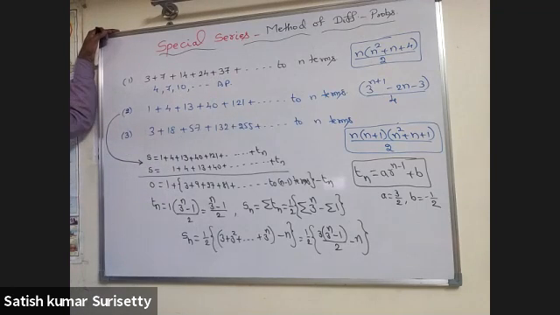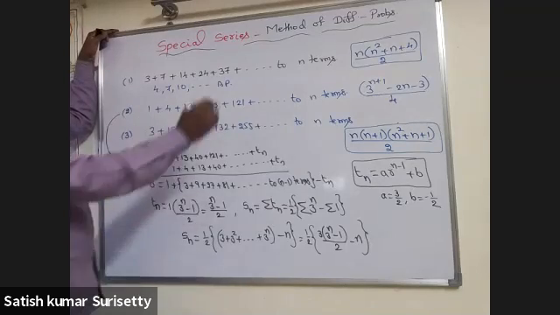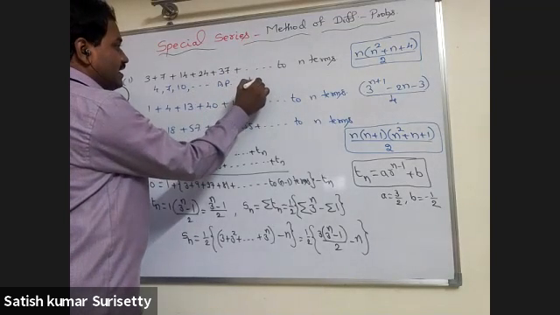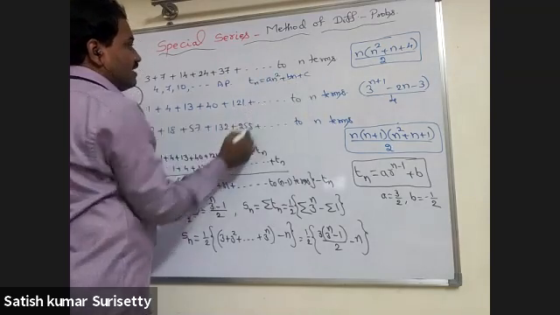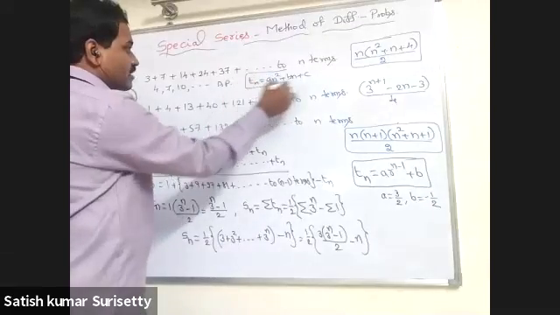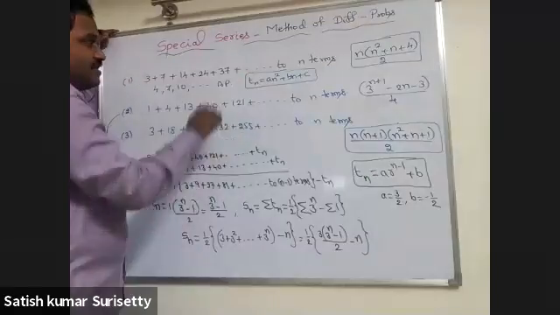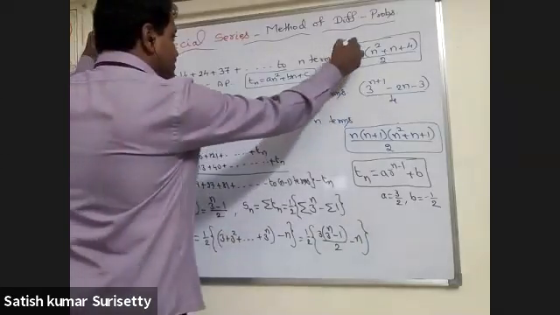When first order differences are in arithmetic progression, the nth term will be a quadratic. You can take Tn equal to a n square plus bn plus c, and calculate a, b, c using n equal to 1, 2, 3. After that you calculate the sum of n terms. Then you'll get this answer.